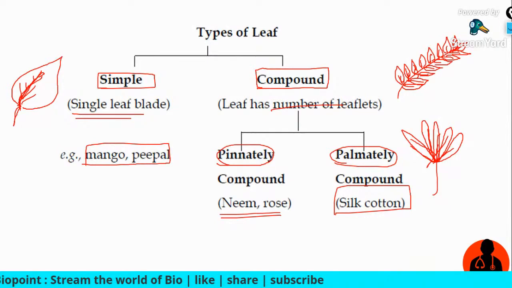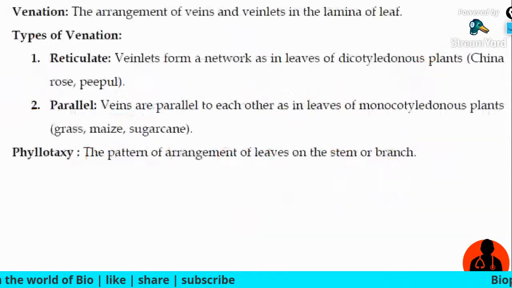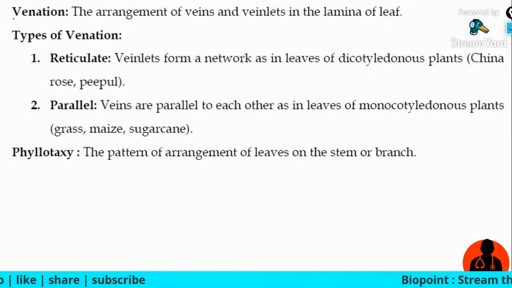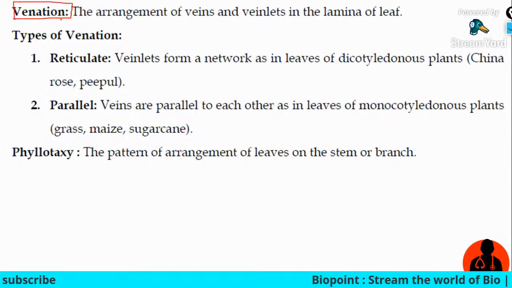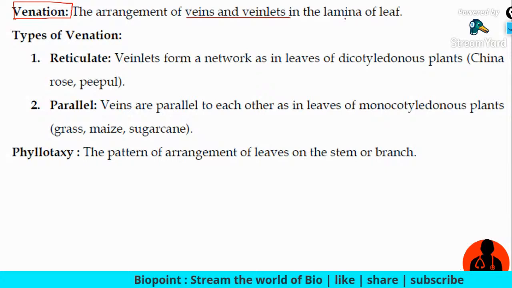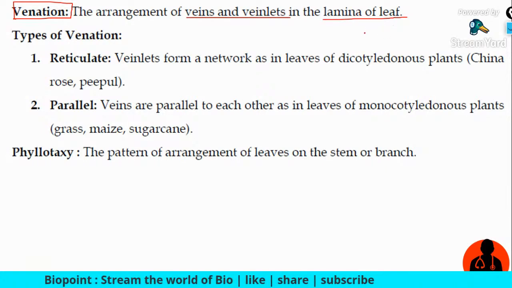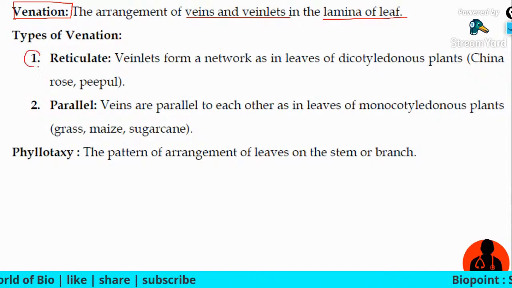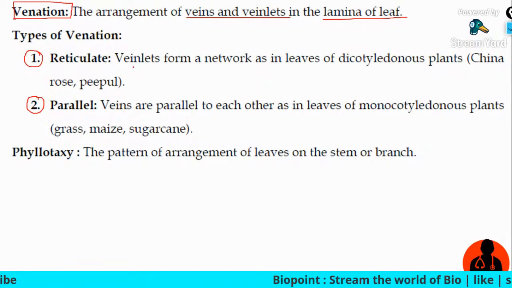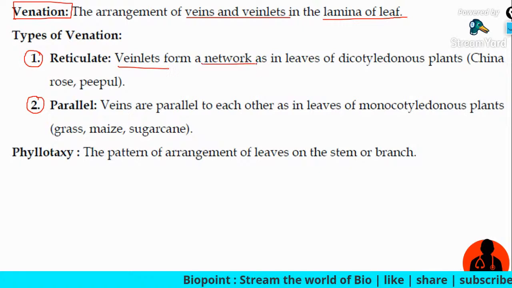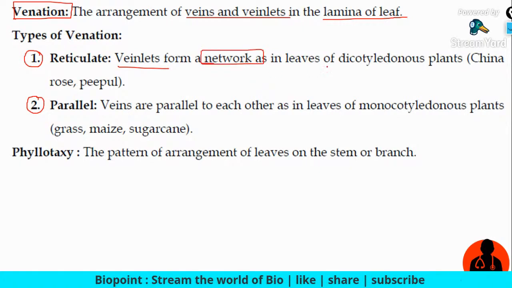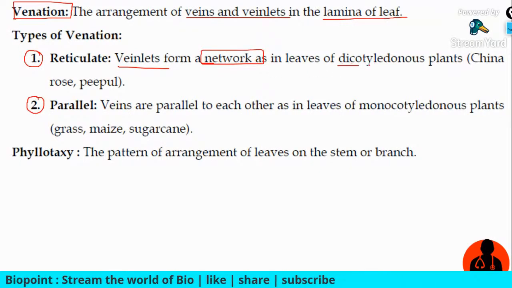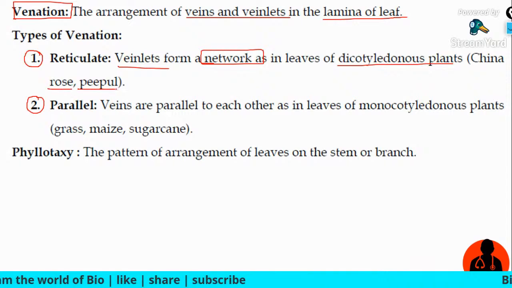Is it clear? Yes. Venation. This is the second term in the case of leaf that we are studying. Venation, that is the arrangement of veins and veinlets in the lamina of the leaf, is known as venation. There are mainly two kinds of venation, reticulate venation and parallel venation. Reticulate venation means veinlets form a network in leaves of dicot plants. For example, China rose, peepal.